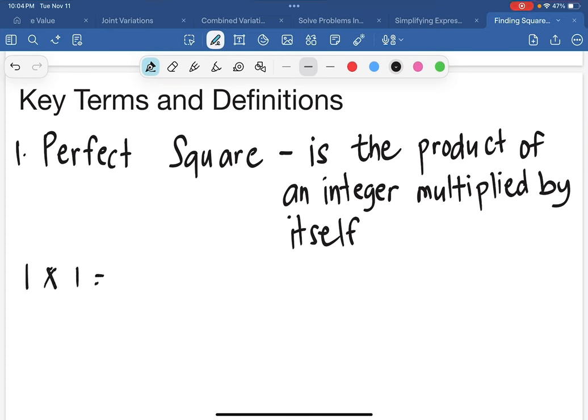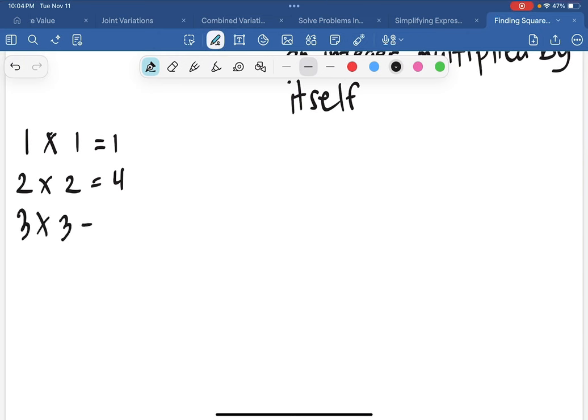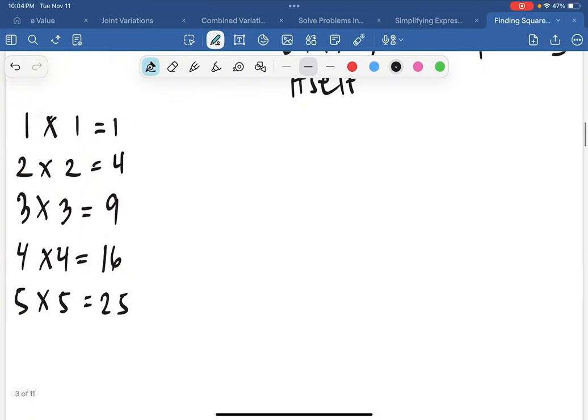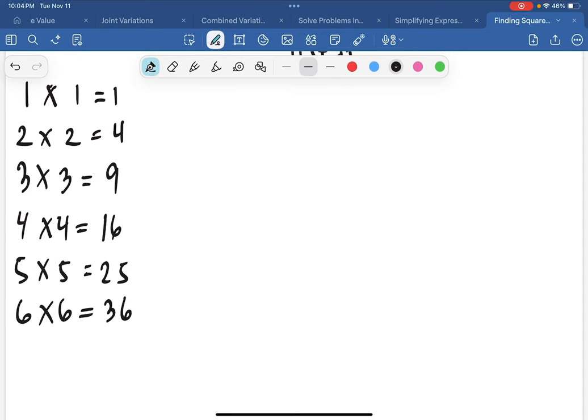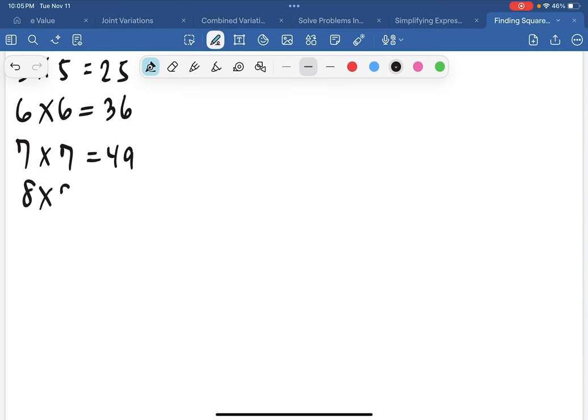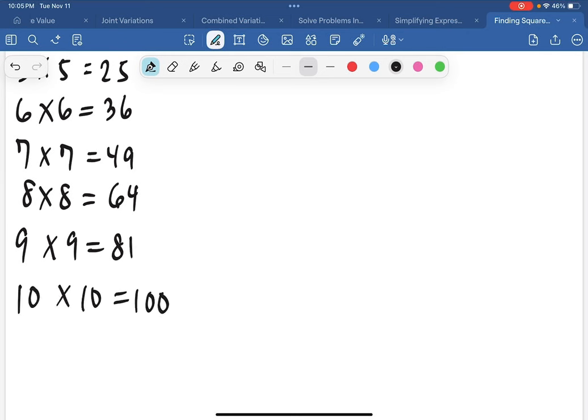So 1 times 1 is 1. 2 times 2 is 4. 3 times 3 is 9. 4 times 4 is 16. 5 times 5 is 25. 6 times 6 is 36. 7 times 7 is 49. 8 times 8 is 64. 9 times 9 is 81. 10 times 10 is 100. We're just gonna end with 10 because it's your task to find the result starting at 11 and above.